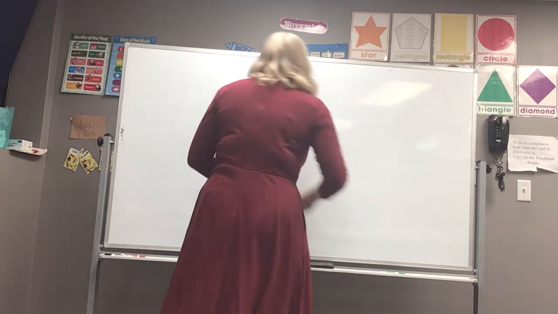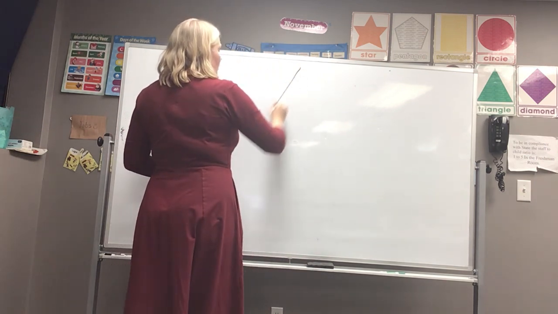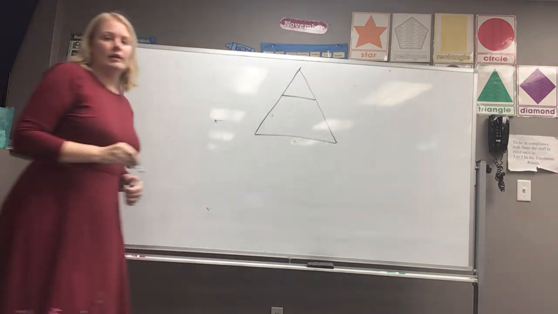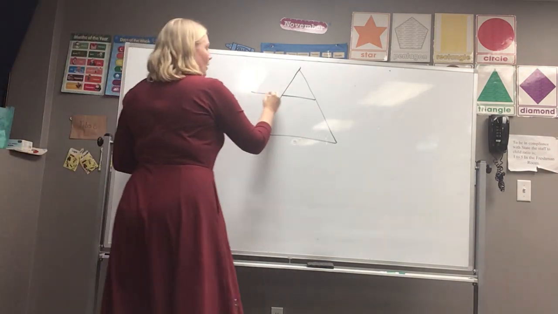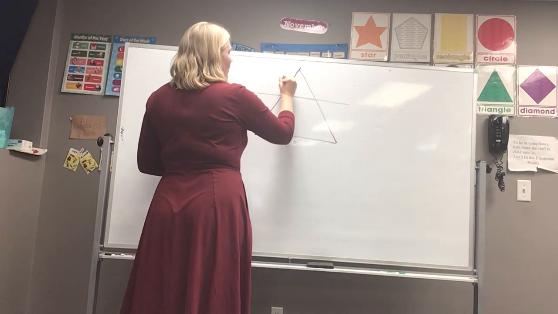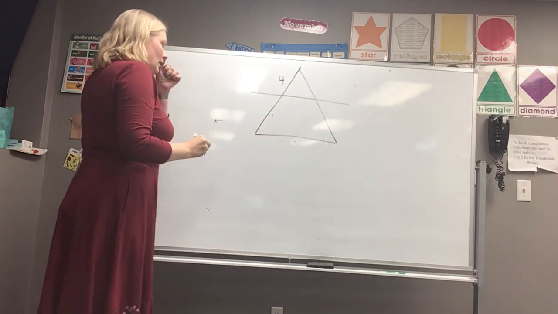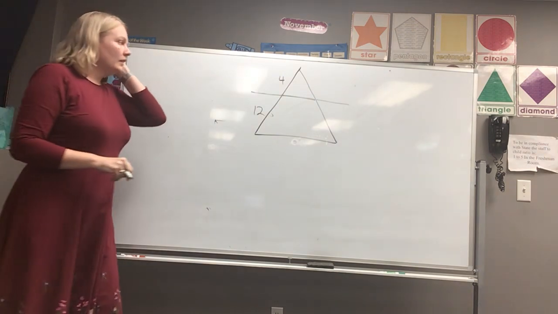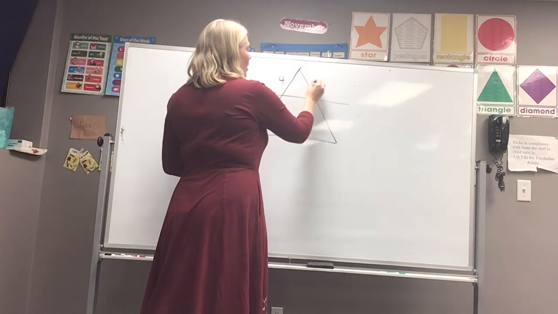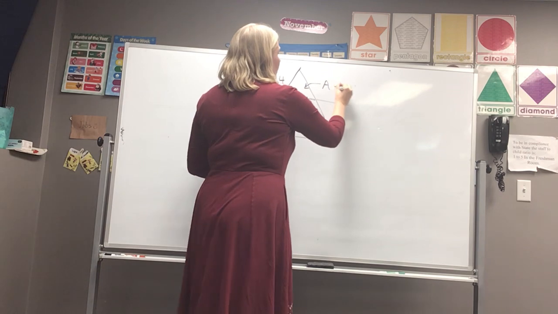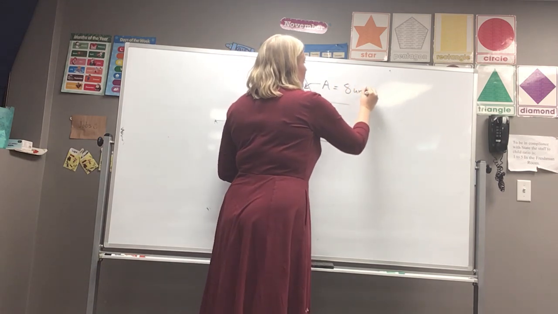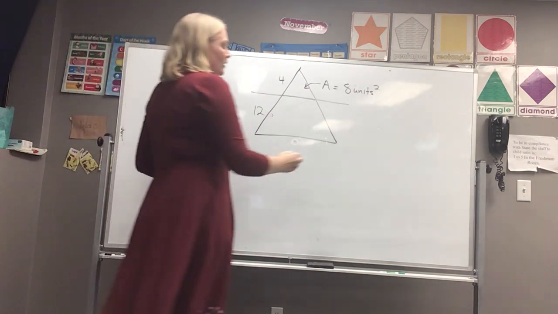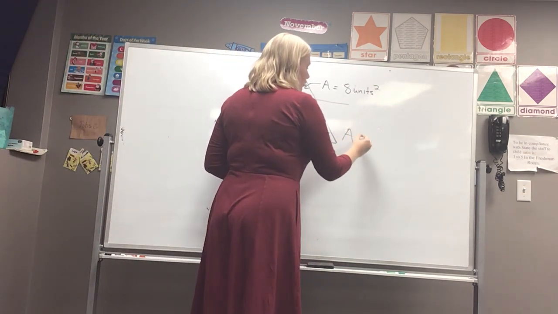All right, so back to this triangle with the parallel line cutting it. We are told that this is 4 units and this is 12. They tell us that this small triangle area is 8 units squared. And the question is, what is the area of the large triangle?